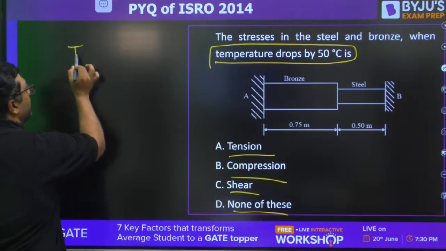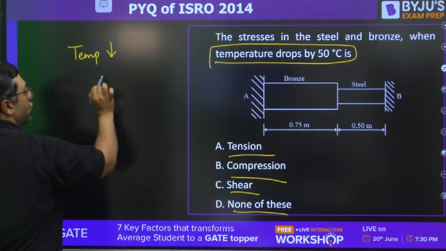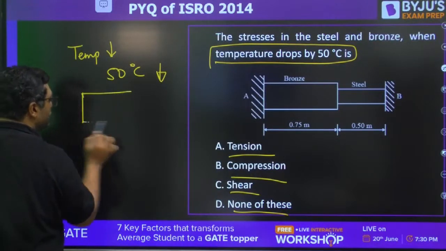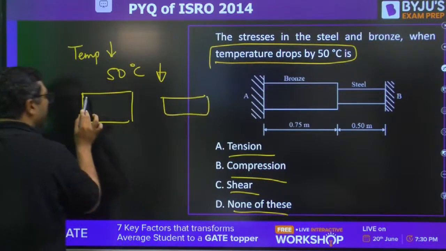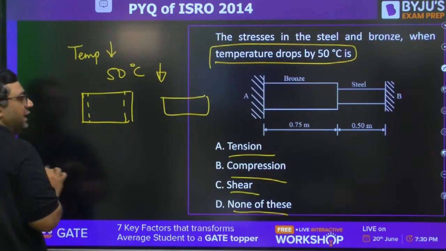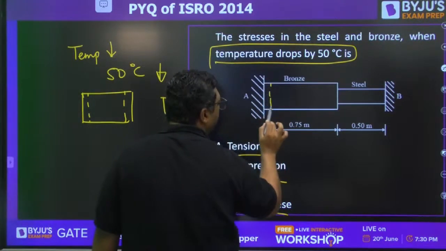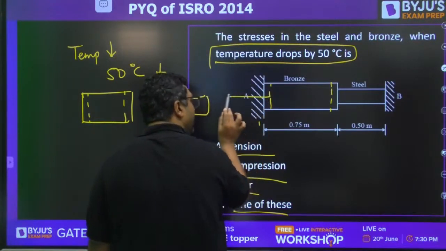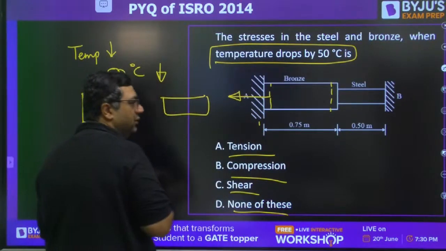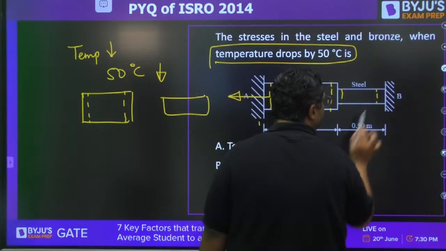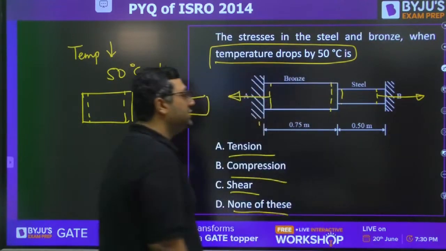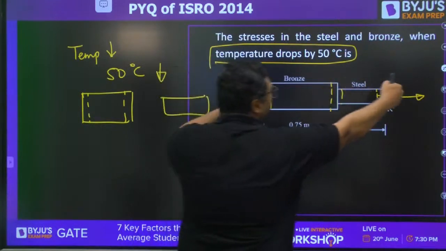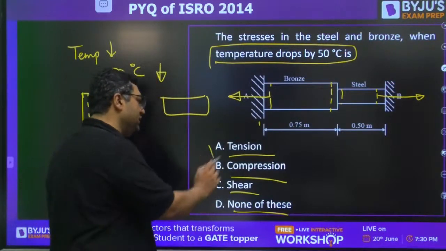They are saying the temperature drops by 50 degrees Celsius. When the temperature drops, the bronze and the steel will try to contract. If they try to contract, then the support will try to maintain the length by applying tension. Similarly, when the steel tries to contract, the support will apply a tensile force, because they will not allow the contraction to happen, as they are fixed supports. So they will be kept at that distance only. That is why the stresses will be tension.